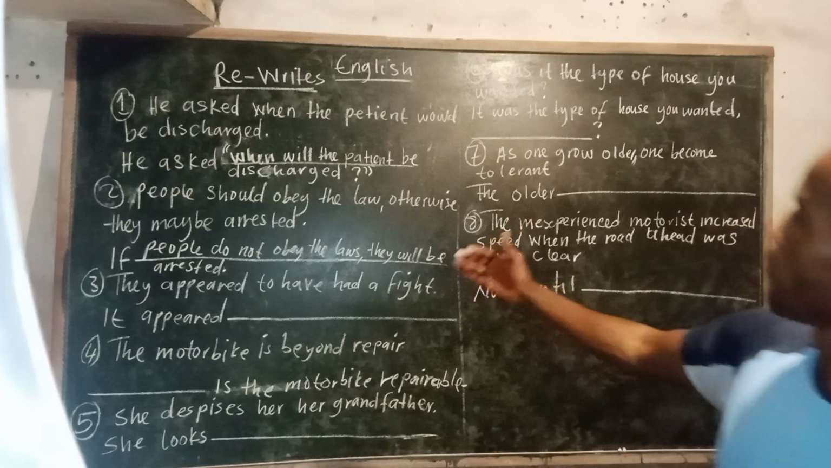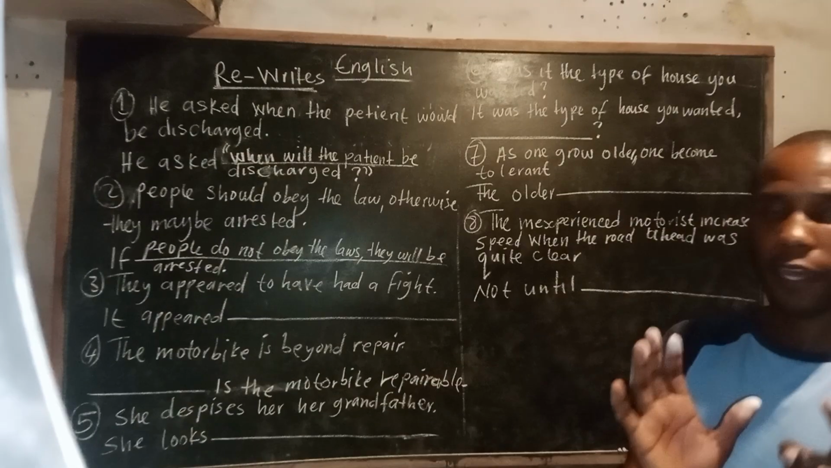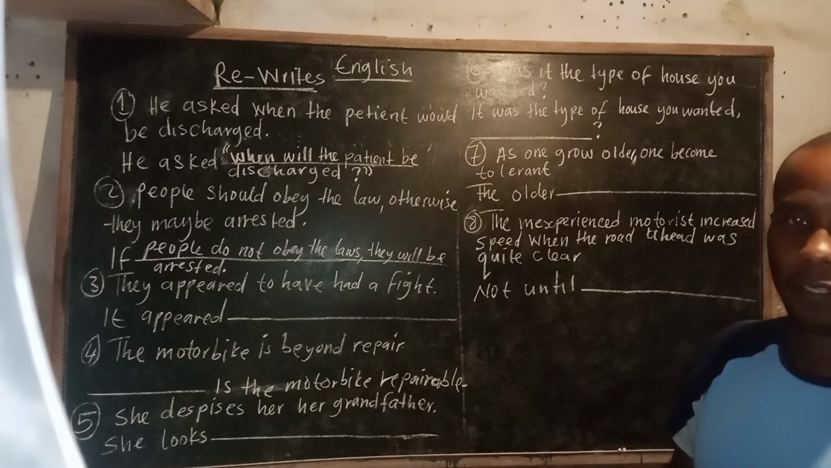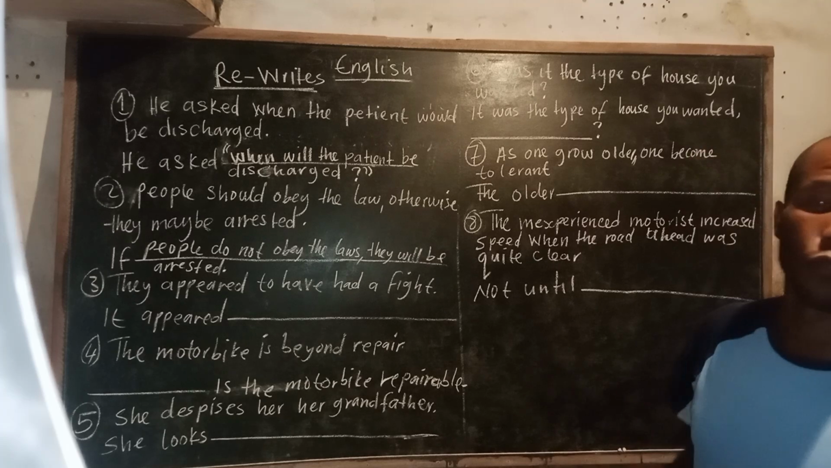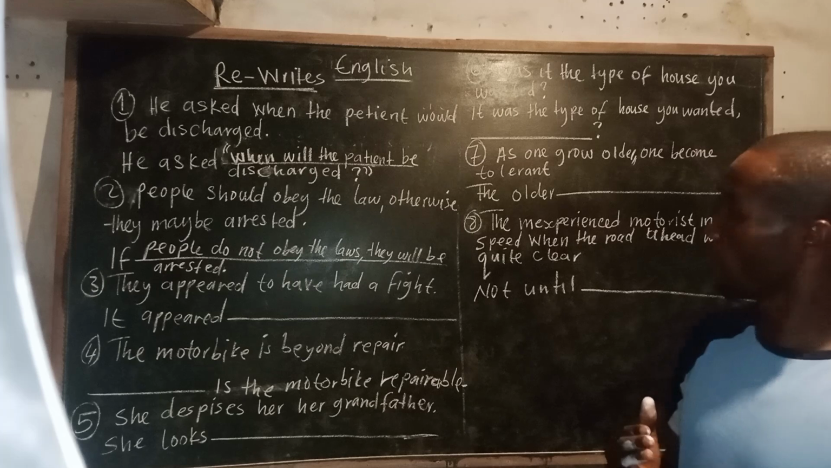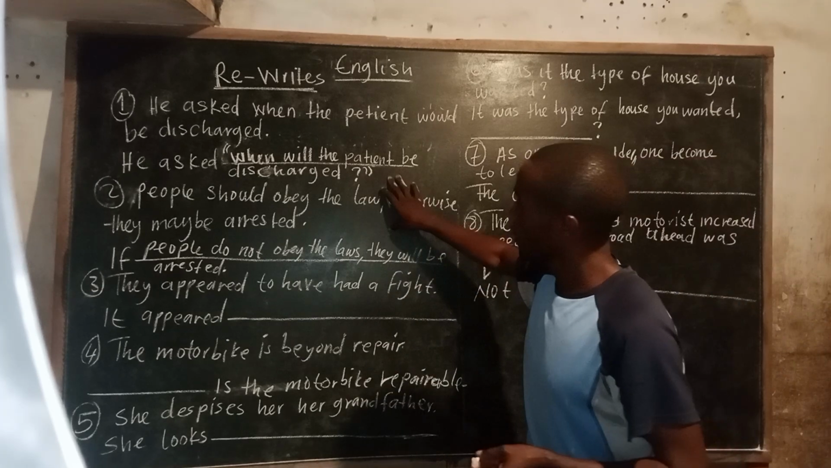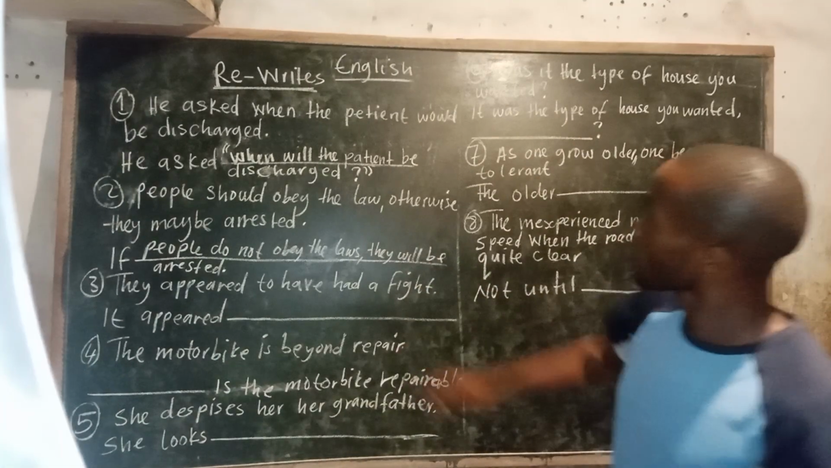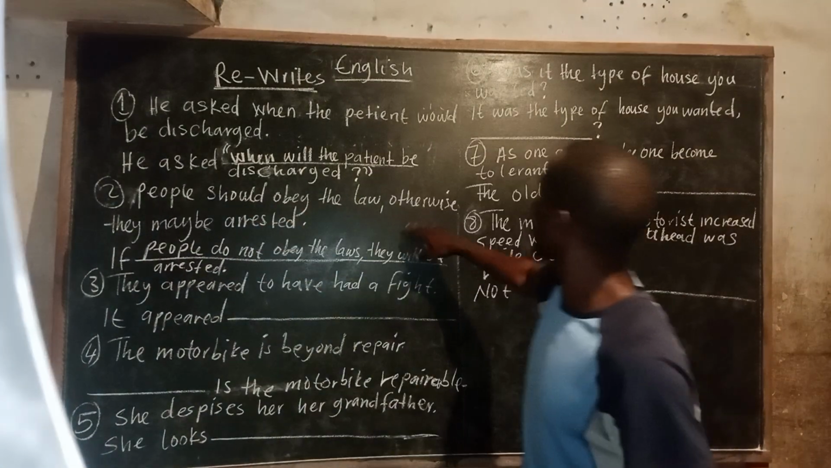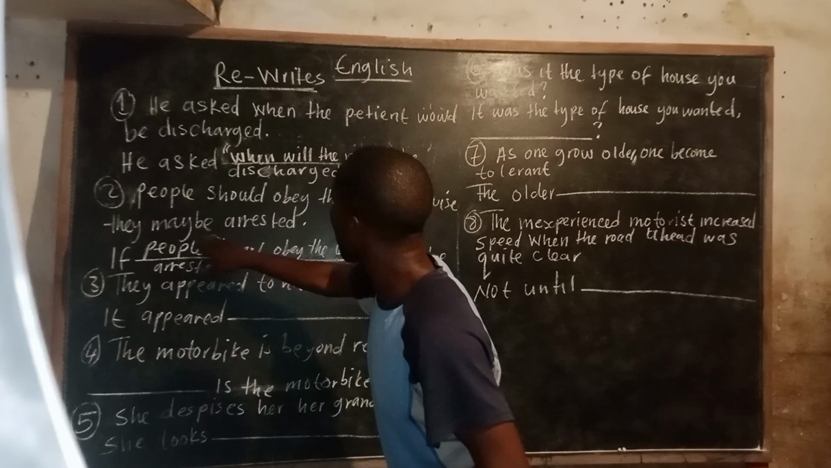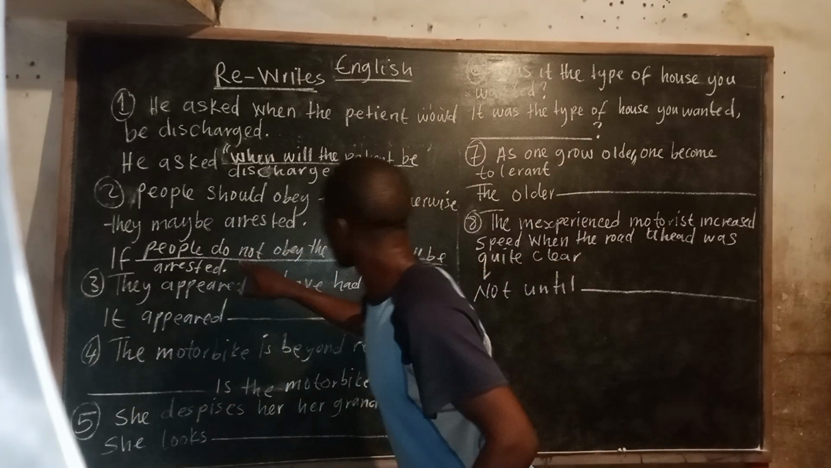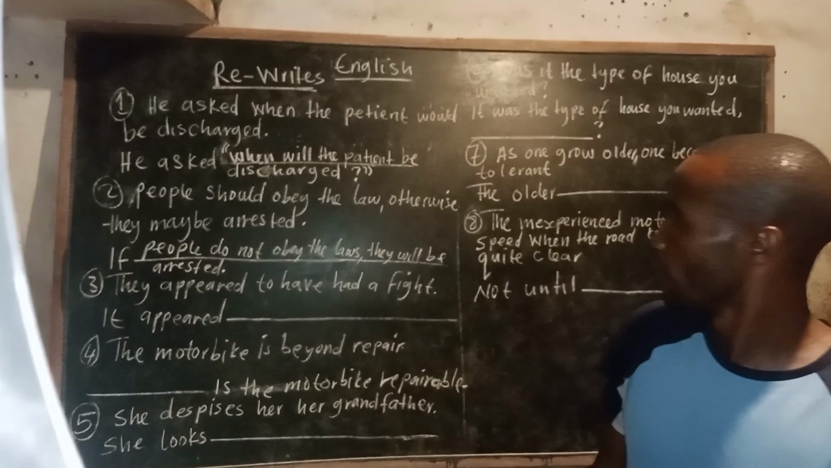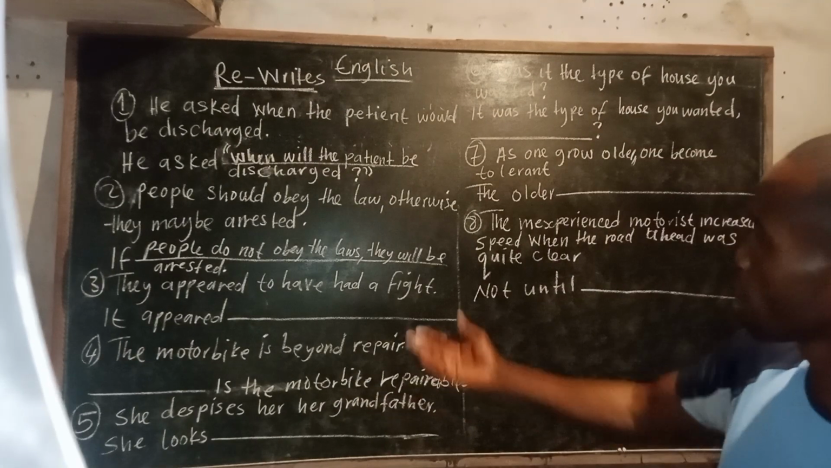So when you look at the first sentence and the second one, these two sentences have the same meaning, because that is what you should observe. Does the first sentence have the same meaning as the one that I've produced? When you say people should obey the law, otherwise they may be arrested, and if people do not obey the laws, they will be arrested, it is just one and the same.